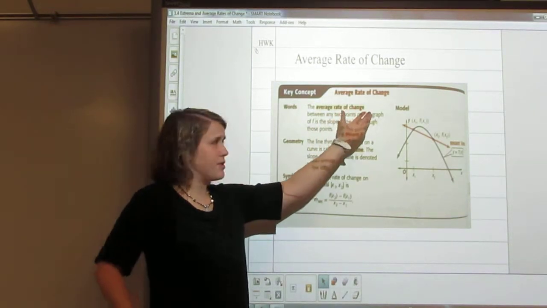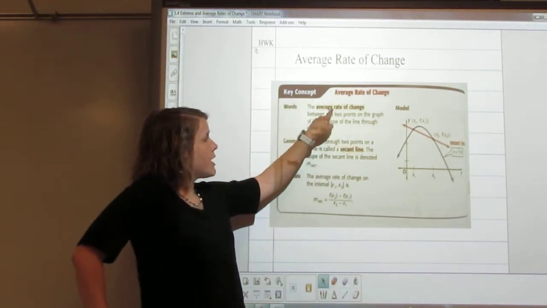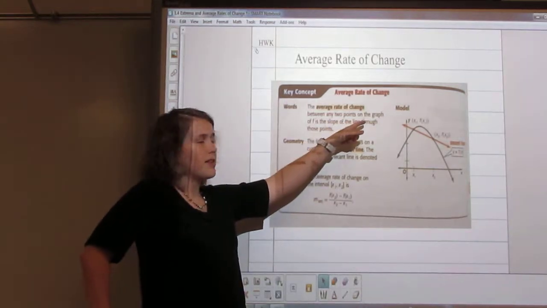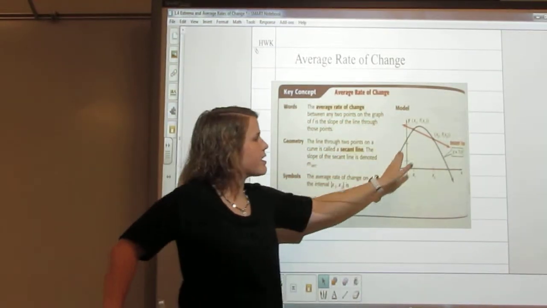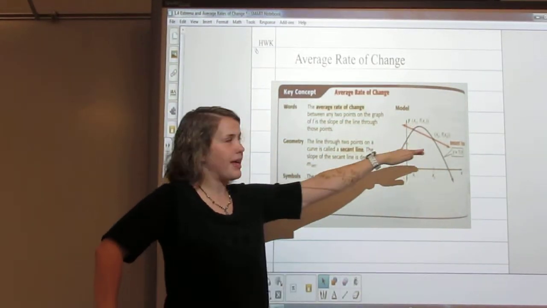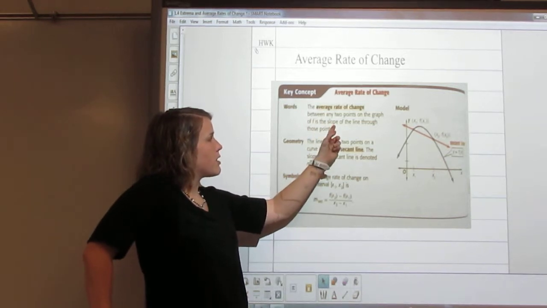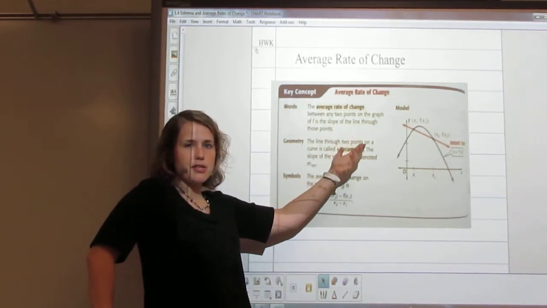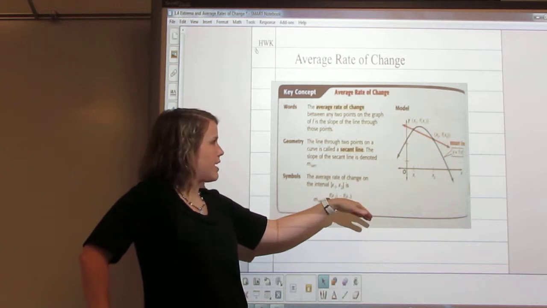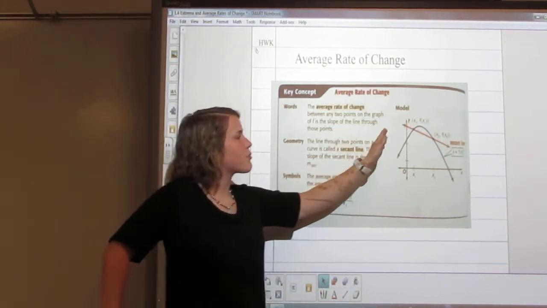You should know what all these words mean. So the average rate of change between any 2 points on the graph. So we're going to pick 2 points on this curve, on the graph that we have, is the slope. You know how to find the slope. It's just rise over run, the change in y over the change in x. So the slope of the line through these points.